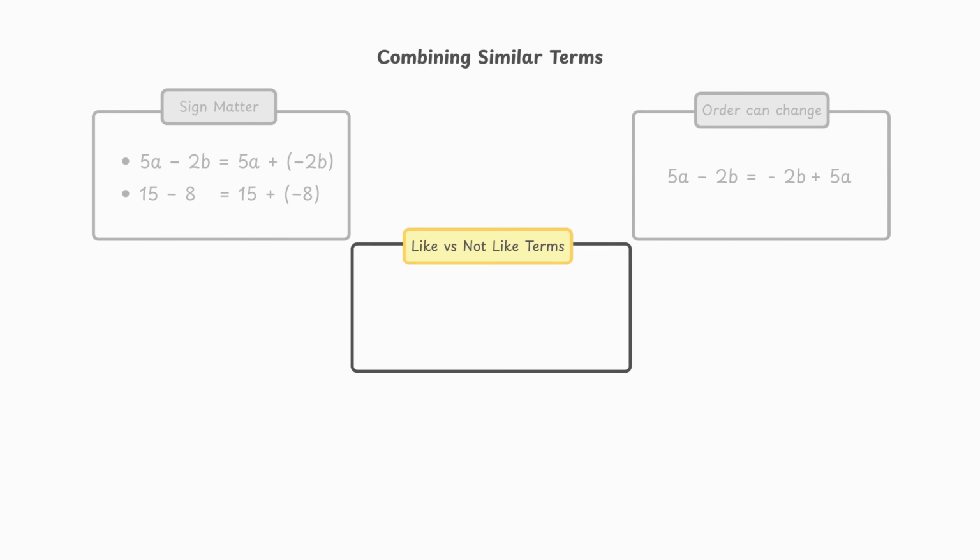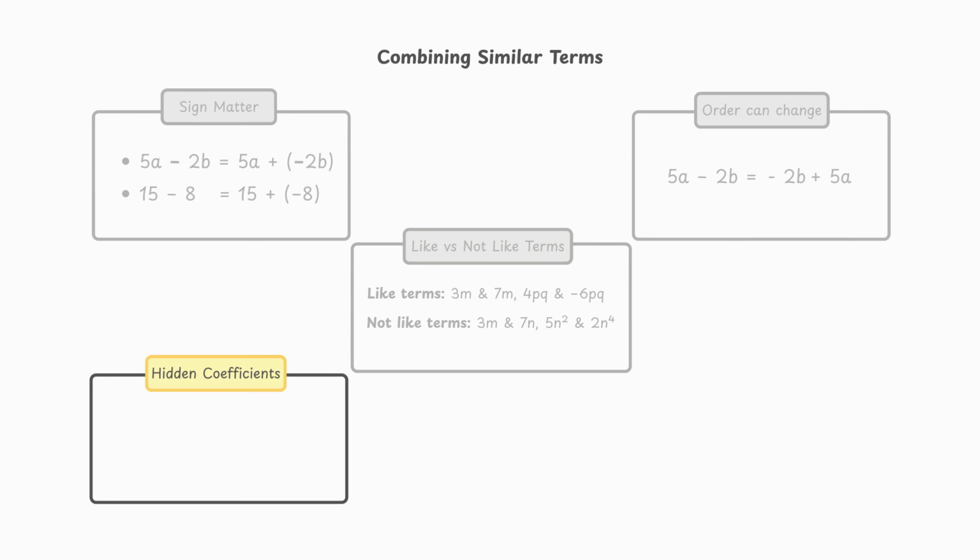Now let's look at like versus not like terms. Like terms have the same letter part. For example, 3m and 7m are like terms because they both contain m. Also, 4pq and negative 6pq are like terms because the letter part is the same. This means we can combine them by adding or subtracting the numbers in front. But 3m and 7n are not like terms because the letters are different. Also, 5n squared and 2n to the power of 4 are not like terms because the powers are different. So remember, like terms must have the same letters and the same powers.